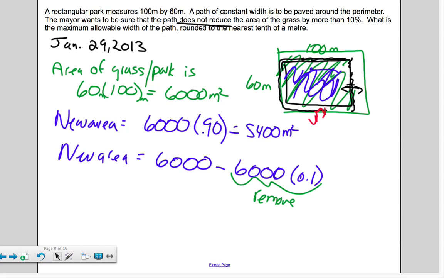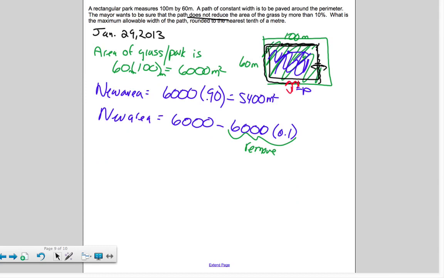What's the width of the path? We don't know. That's what we need to determine. So we're gonna assign that a variable. Let's call it P, P for path. Given that this is P, this is P, we're gonna have the same width of the path all the way around the park, right?